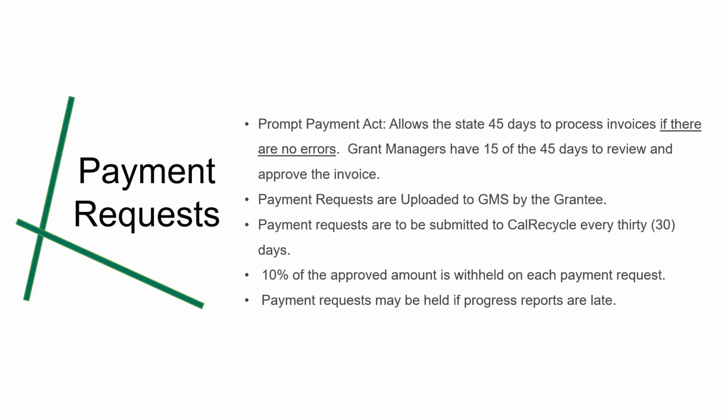Payment requests. So we operate in the state under what's called the Prompt Payment Act. It's a law that requires the state to pay within 45 days. So we have 45 days to process invoices and get a check out. That's if there's no errors. If there are errors, then grant managers can pause the clock, and it slows down the process. So the cleaner your invoices, the faster you get paid.